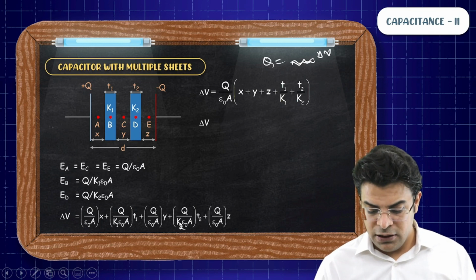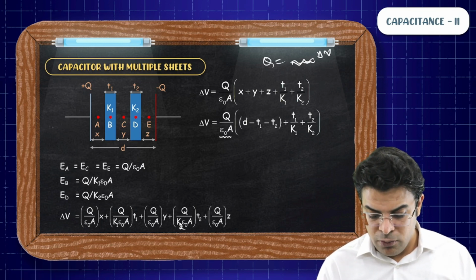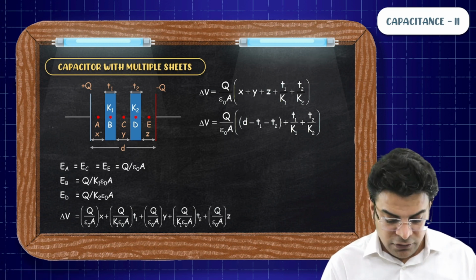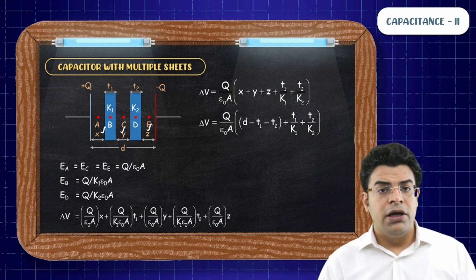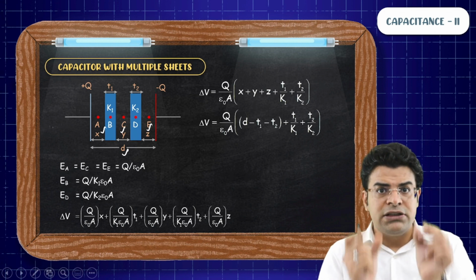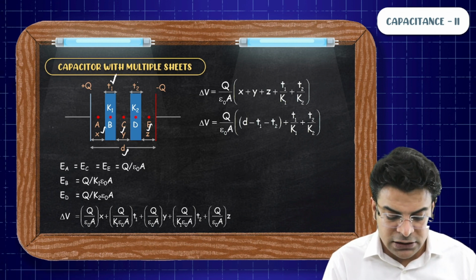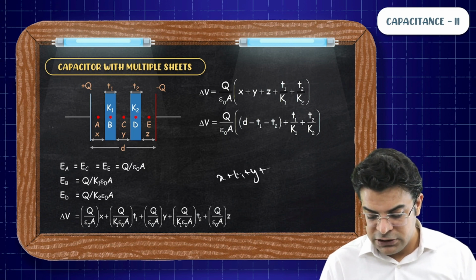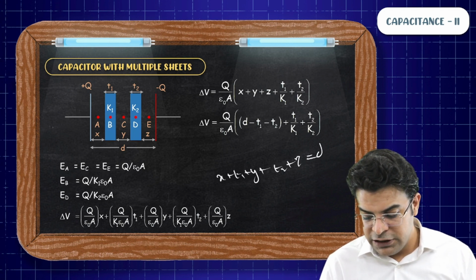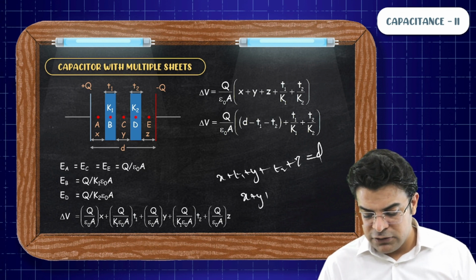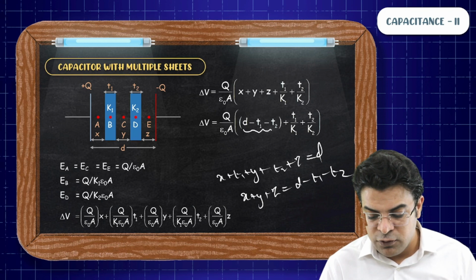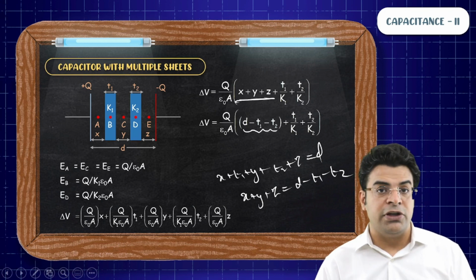So you will get delta V equals Q by epsilon naught A. In place of X plus Y plus Z, can you write D minus T1 minus T2? Can I say that X plus T1 plus Y plus T2 plus Z equals D? Yes, sir. So can I write that X plus Y plus Z equals D minus T1 minus T2? Yes. So that's what has been written here in place of X plus Y plus Z.